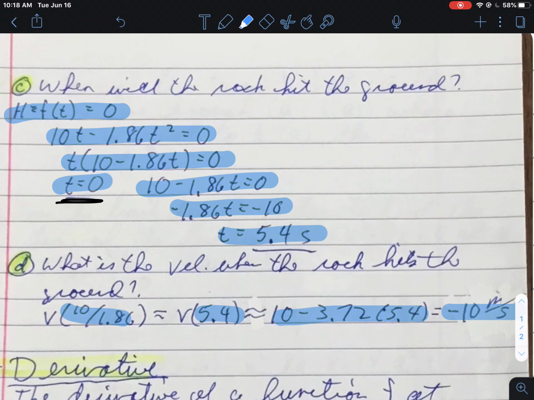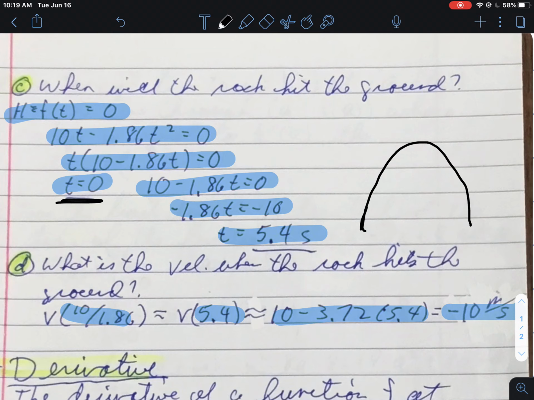Remember, that's our velocity, right? At time t equal 5.4 seconds. The fact that it's negative, what does that mean? What does that tell me? So now we're introducing direction components into this. It's not just sufficient to say that my velocity is 10 meters per second, right? The rock is on its way down when it hits the ground. So the fact that that's a negative velocity, it's giving me a direction component. The rock goes up, the rock comes down.